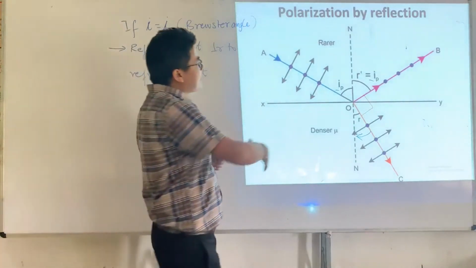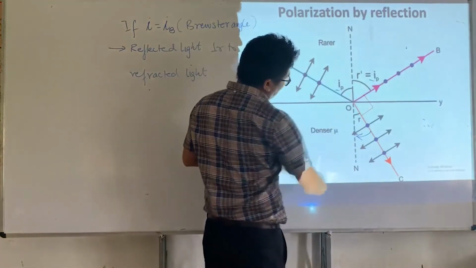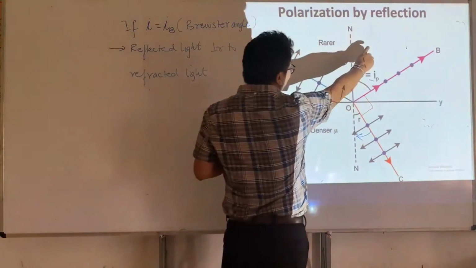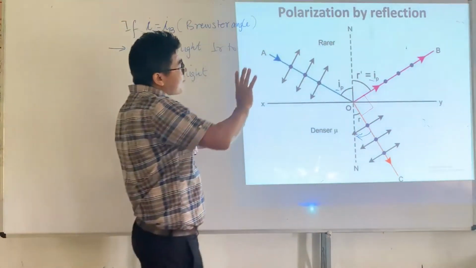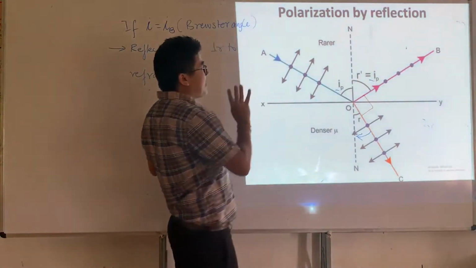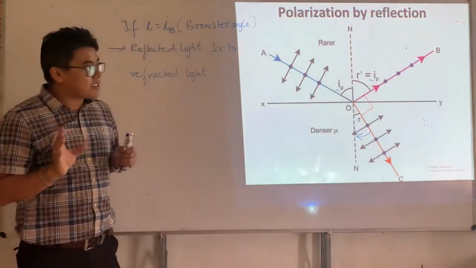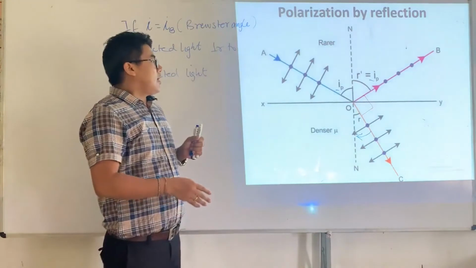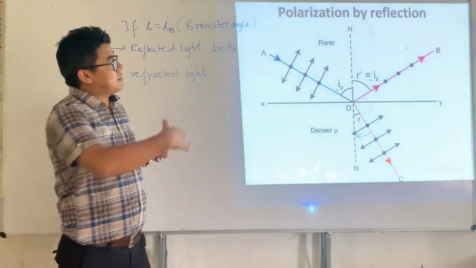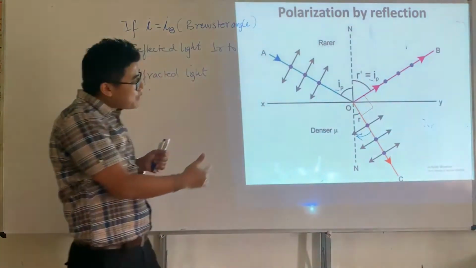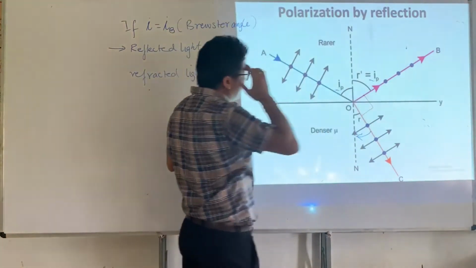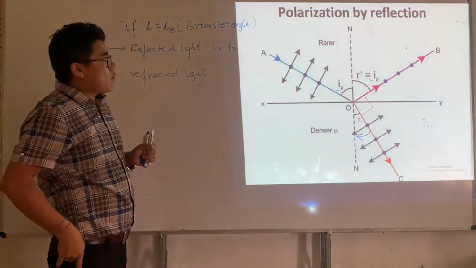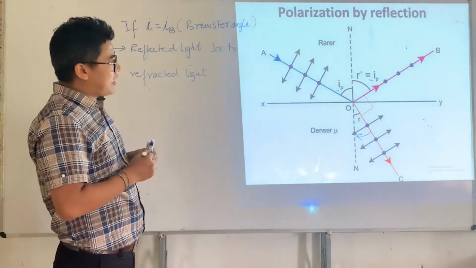Why? Because if I change the angle of incidence, the angle of refraction is also going to change, and the angle of reflection is also going to change. So that's the reason, right? So the Brewster angle is what we define as an angle of incidence at which the reflected light is perpendicular to the refracted light. In this case, what we are going to get is, look at here.